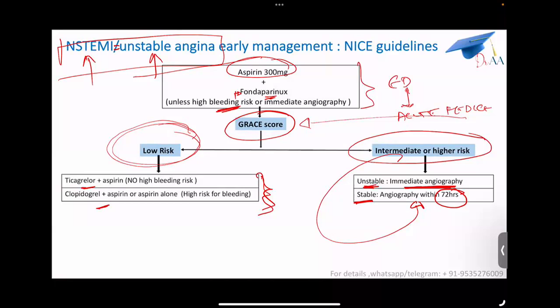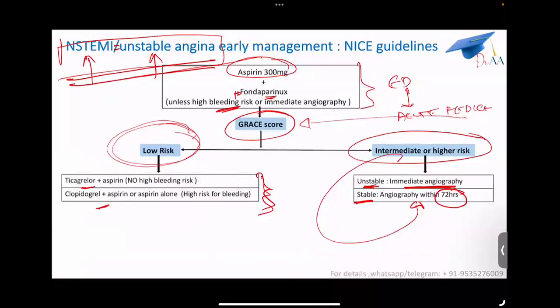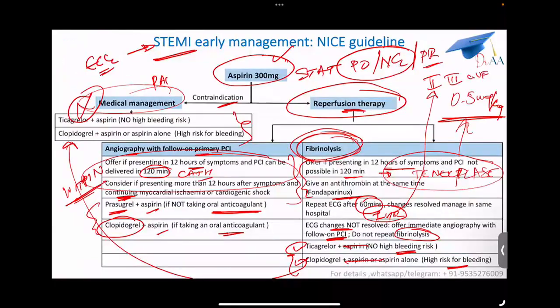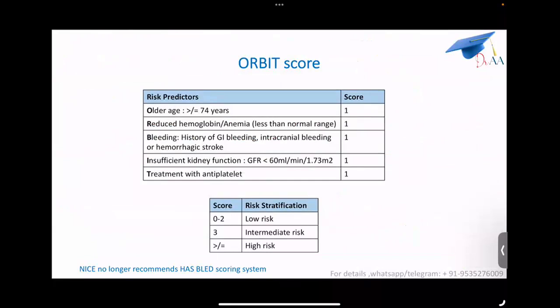So this is the management for NSTEMI or unstable angina. If you remember this much, this is more than enough from the exam point of view. You need not go through the complete guidelines. It is a perfectly summarized one, which will be more than enough for the exam. These are the two treatments. If anyone has any doubts regarding the treatment, you can ask me questions now before we get into the ORBIT score.